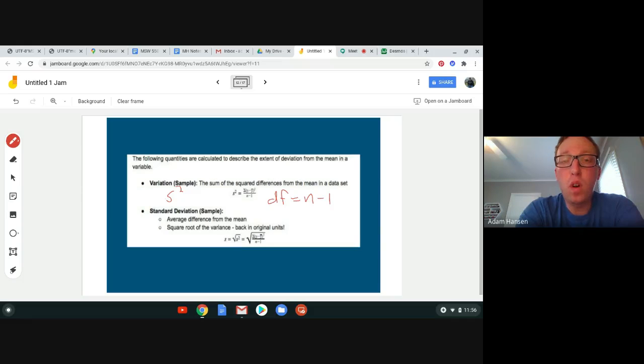So I want to have more error than I would in a population because I've taken a sample. So I'm going to divide by a smaller number, n minus 1, as opposed to n.